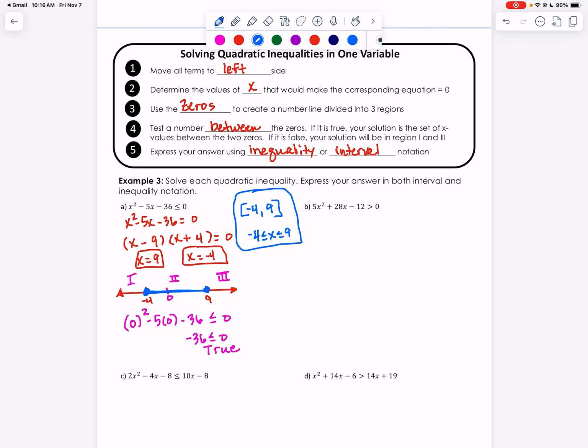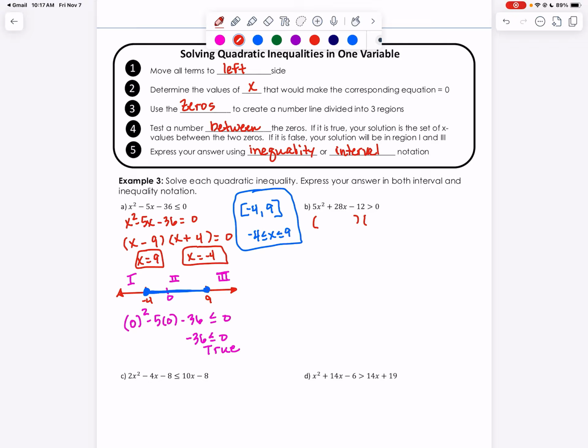All right. Problem B. We have 5x squared plus 28x minus 12 is greater than 0. Now notice this time it's not greater than or equal to. So we'll talk about how that changes. But step 1, move all terms to the left side. That's already done for us. Step 2, determine the values of x that would make the corresponding equation equal to 0.